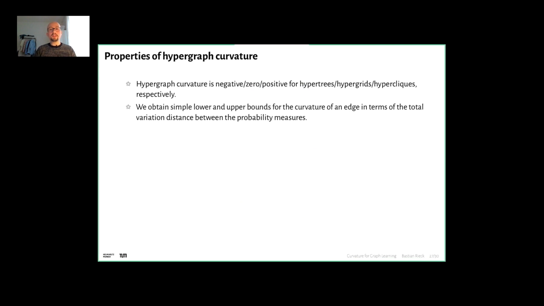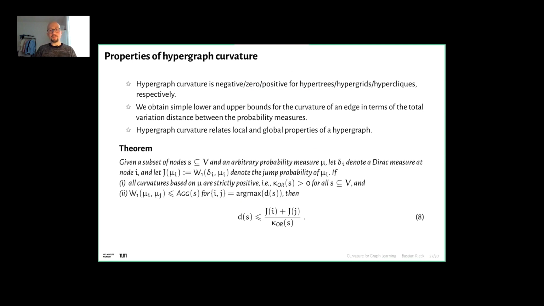We also have very simple lower and upper bounds for the curvature of an edge in terms of the total variation distance between probability measures. So given a hypergraph and these probability measures, we can already give you some inkling in which space, in which realm, in which interval your curvature might lie. And last but certainly not least, we have this relationship again between local and global properties of a hypergraph. So we again get some kind of Bonnet-Myers-like theorem. This time it is a little bit more complicated, unfortunately, so we're not going to cover all of that, but the important equation is this guy here.